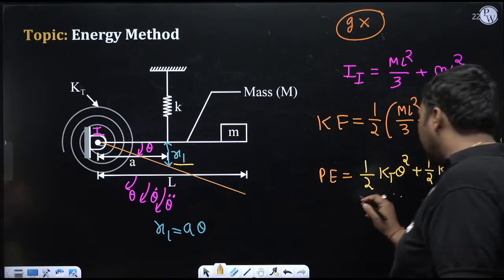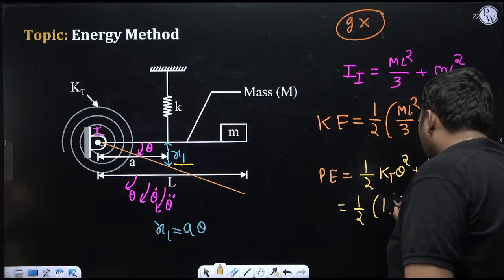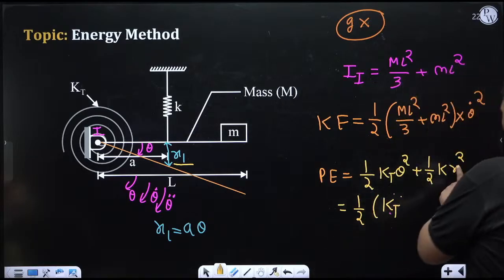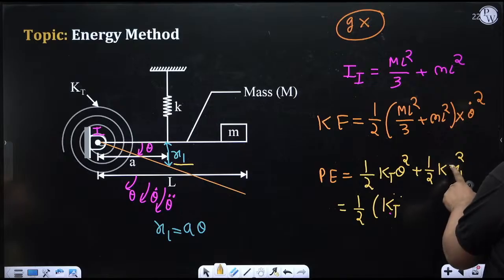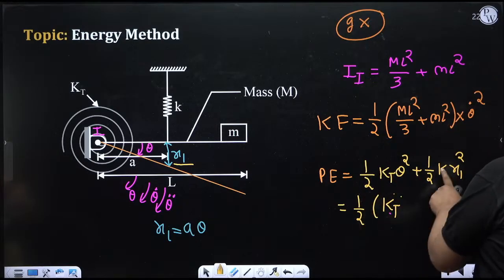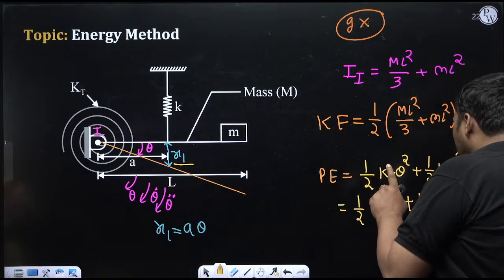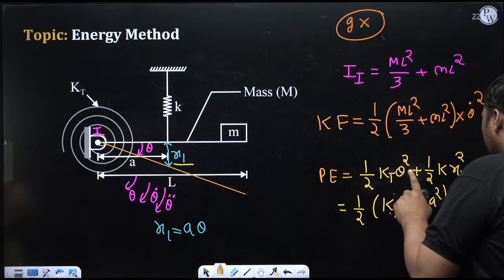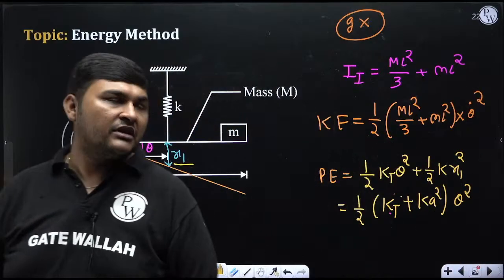Now x1 is a theta, so I am doing this replacement. Half you can take common. It is kt theta square. Kt I am taking common. Now see, x1 is a theta, so it will become a theta whole square, meaning a square theta square. So ultimately it will be K a square theta square. Half I already taken common. Here also theta square is coming, so I am taking theta square also common. So it will be kt plus K a square, into theta square. So this is the total potential energy part.